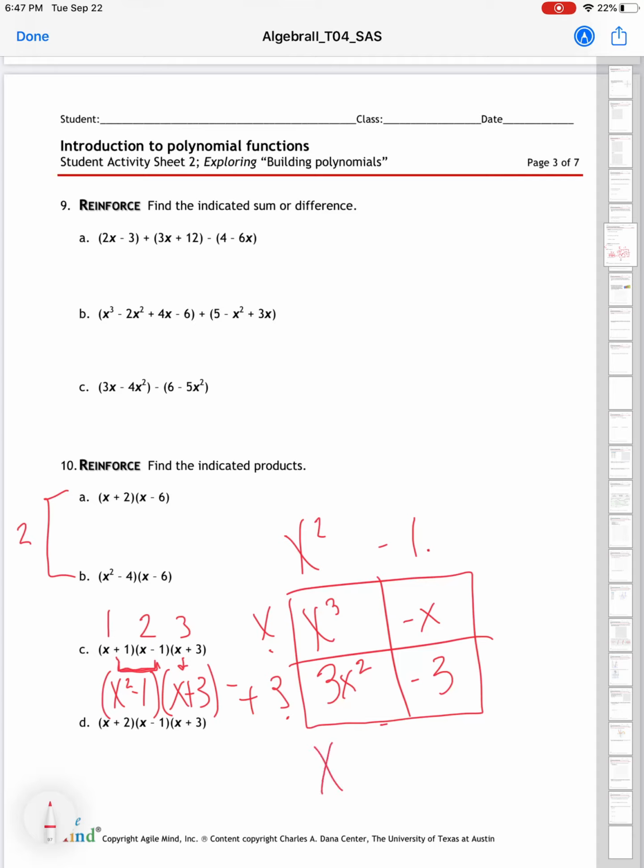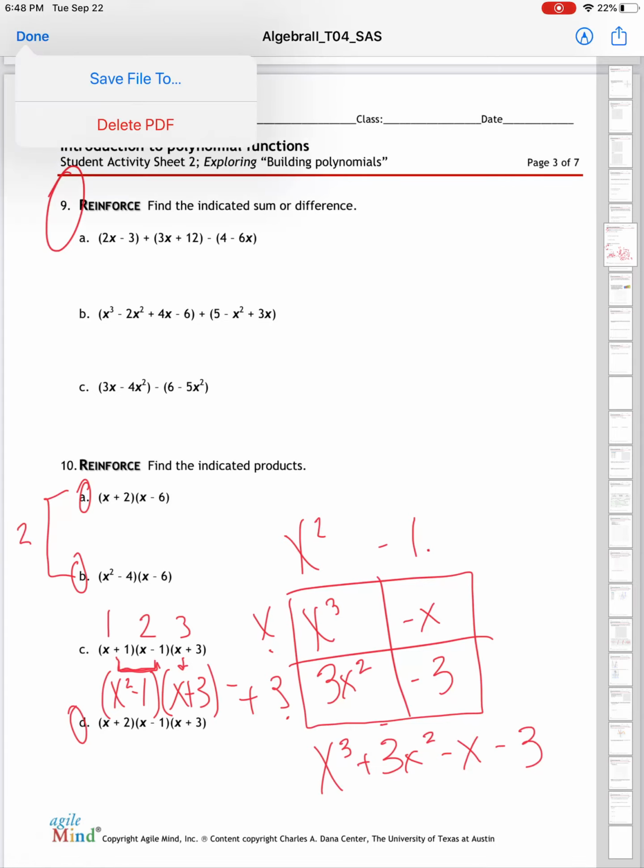So you always want to write your answer with the highest power being first. Our highest power is x cubed. Then I want to work my way down. Plus 3x squared minus x minus 3. Okay? So remember, you're doing all of 9, 10A, B, and D on your own for practice.